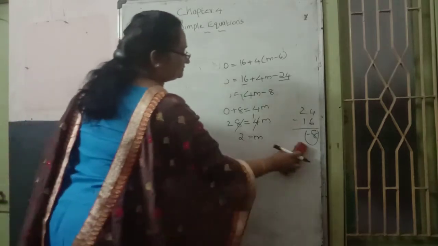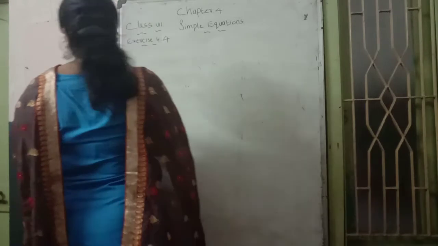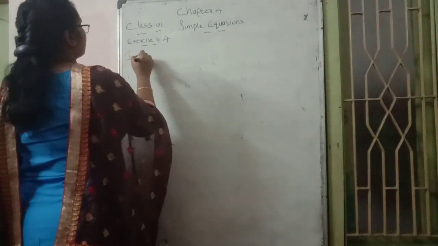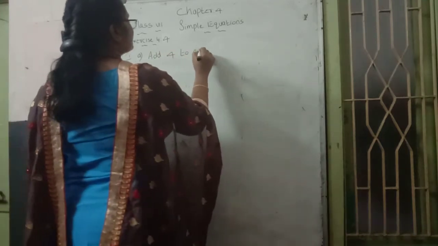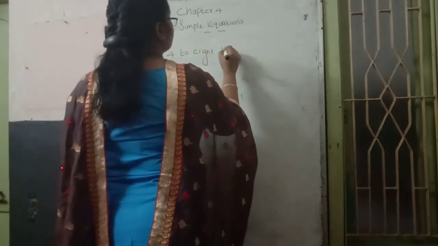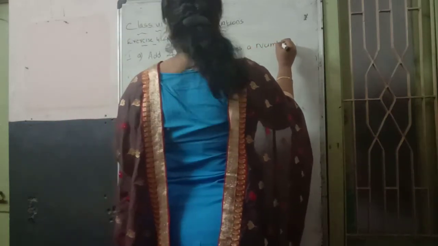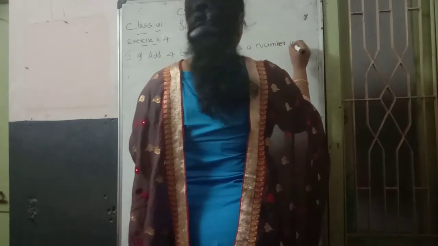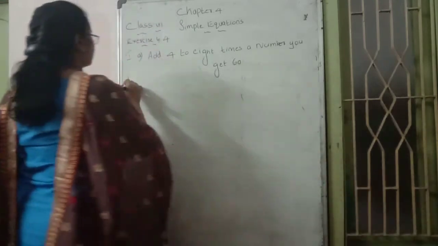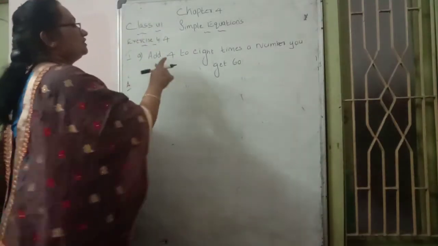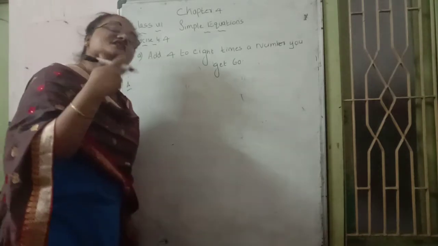4.4 exercise. So the first question, first Roman numeral. They say: add 4 to 8 times a number, you get 60. In this way, they gave this statement. If 4 is added to, in which way? 8 times a number.